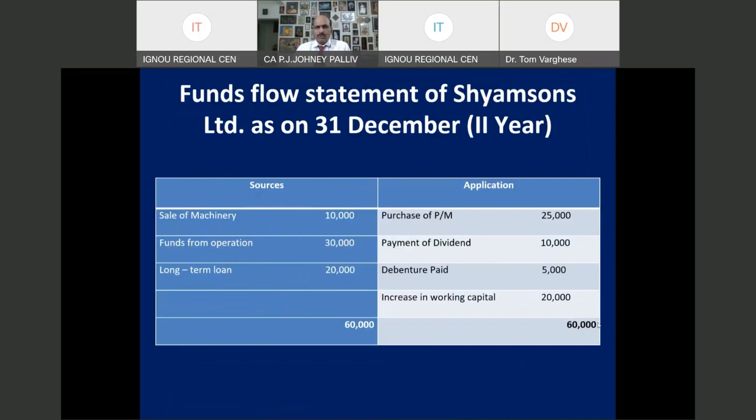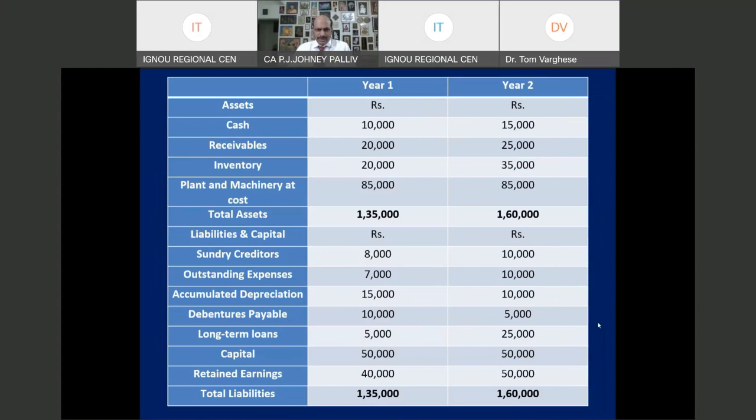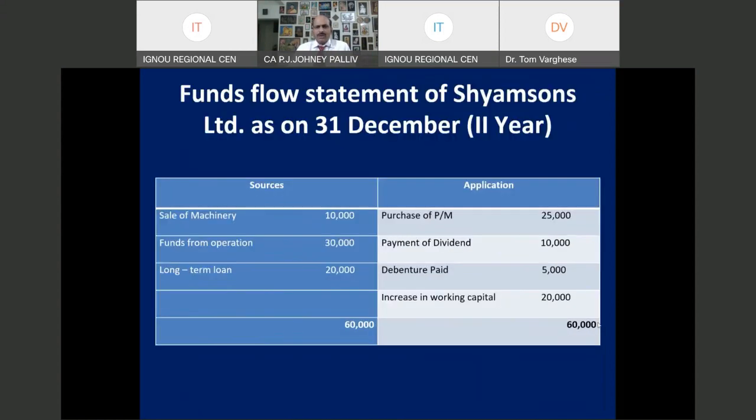Now we will go to the statement of sources and application. In the statement of sources and application, you can see that debentures paid 5,000. This 5,000 is 10,000 minus 5,000 is equal to 5,000. So that figure also we have taken. Now long-term loans. The opening balance of long-term loan is 5,000. Closing balance of long-term loan is 25,000. The difference is 25,000 minus 5,000, which is 20,000. You can see the increase in long-term loans, 25,000 minus 5,000, it comes to 20,000, which is a source of funds.